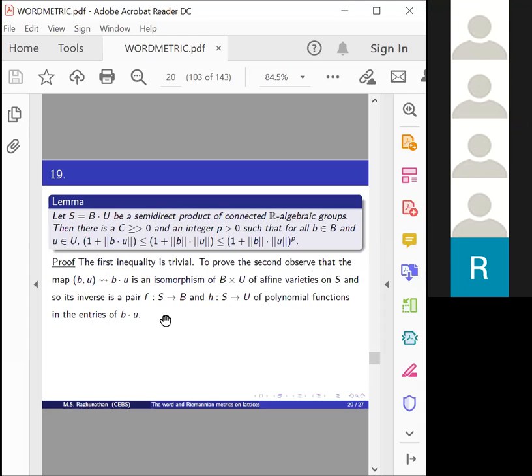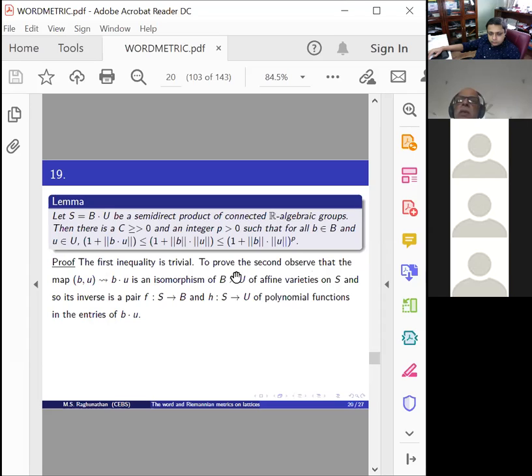Excuse me, yes, please. Yeah, I think in that extreme inequality, you should have norm B times norm U. Otherwise, it's trivial. Your P is a positive integer and the left-hand side is greater than or equal to 1.